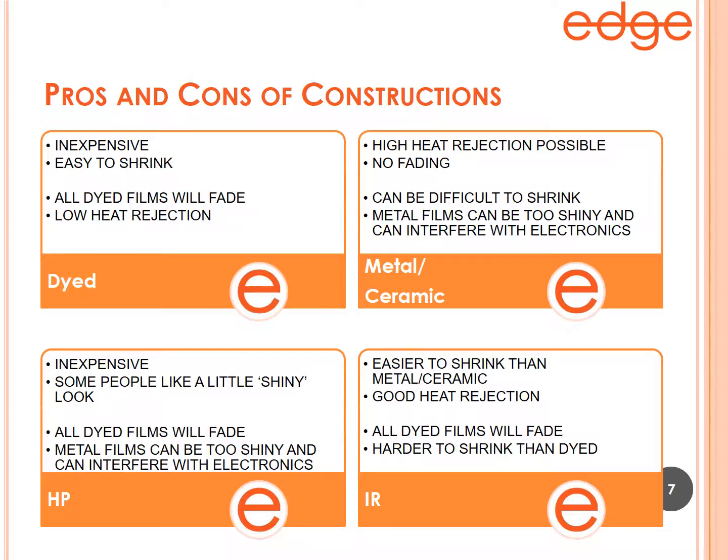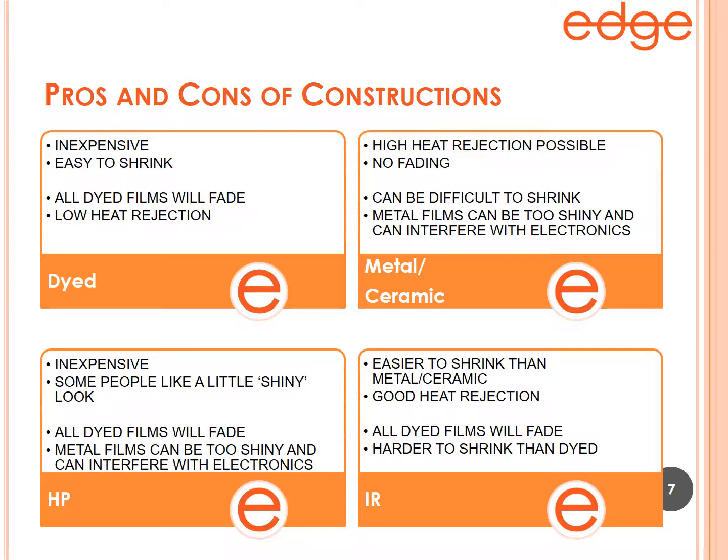Metal and ceramic films, again, they are very different in their appearance and their performance. But what are some of the pros and cons of metal and ceramic films? Well, first is you can get really high heat rejection. And there's no capability of fading metal and ceramics, although we mentioned the possibility of metals demetallizing. The cons, number one, they can be difficult to shrink. And metal films can have the appearance of being shiny. Some people don't like that. And metal films can have the possibility of interfering with a car's electronics.